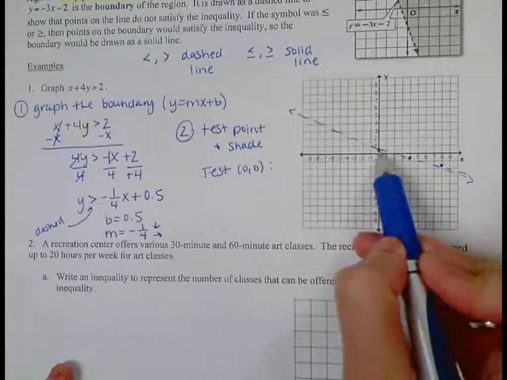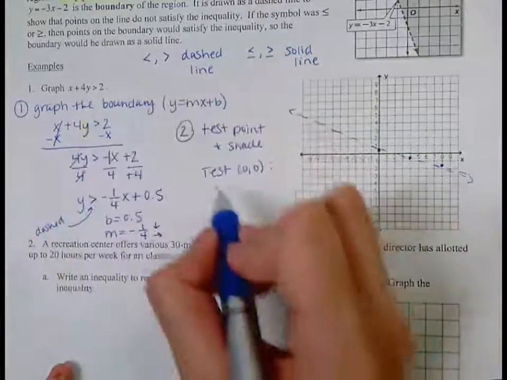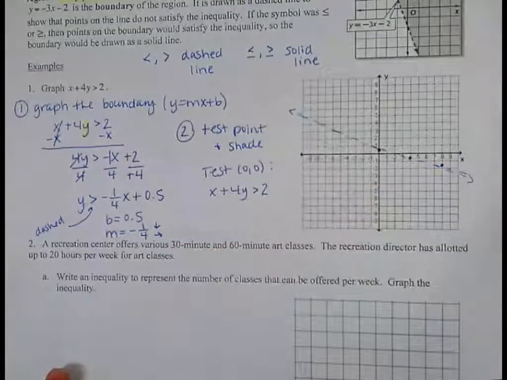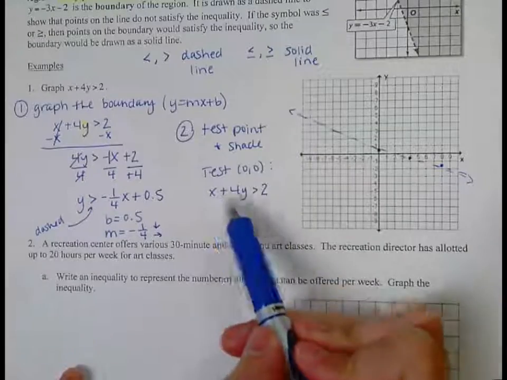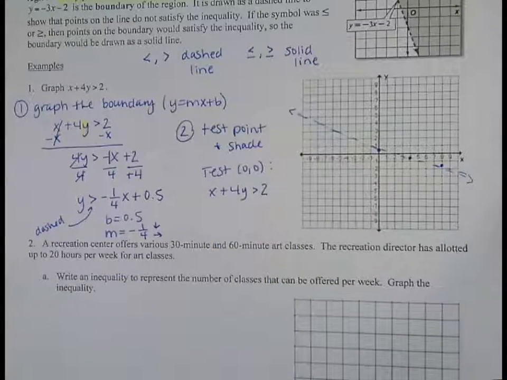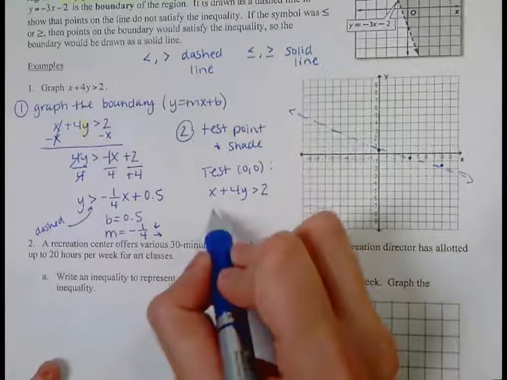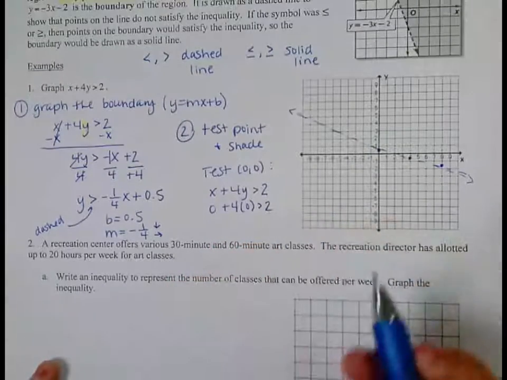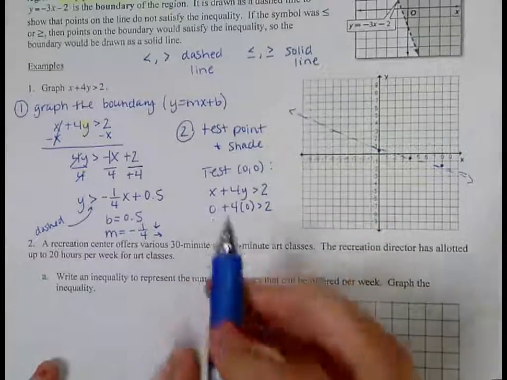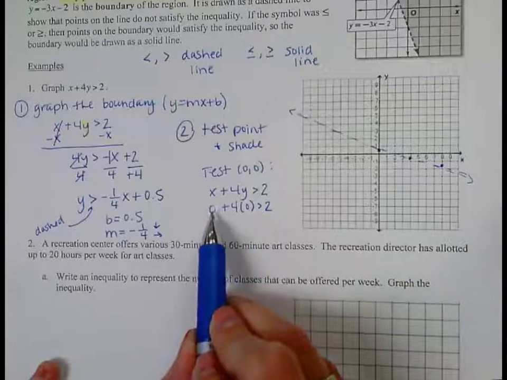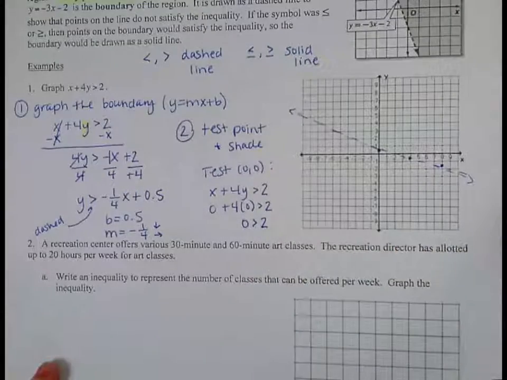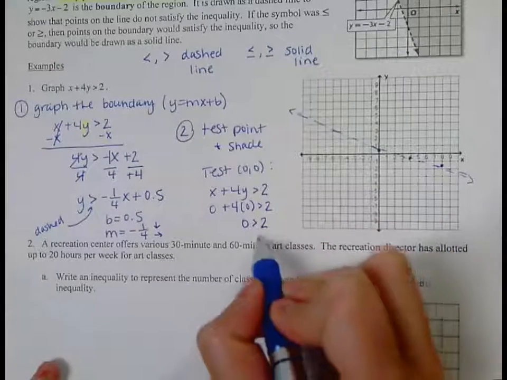So testing this again means in my original inequality, so I'll just rewrite that here. I substitute or replace the x and the y both with 0 and then see if the inequality is true. So I would have 0 plus 4 times 0 is greater than 2. Figure out if it's true. On my left side, this just becomes 0 plus 0. So 0 is greater than 2, and that is false.